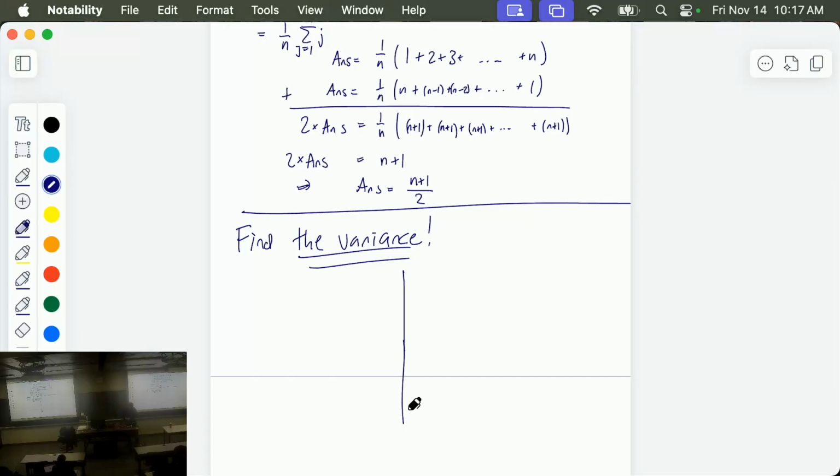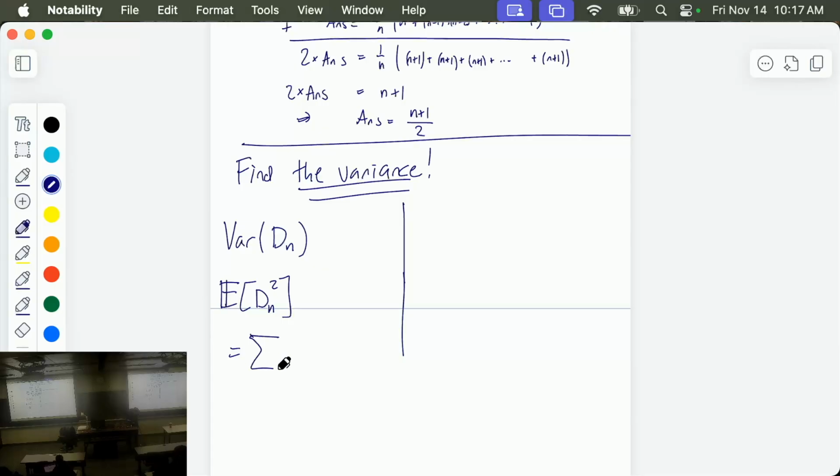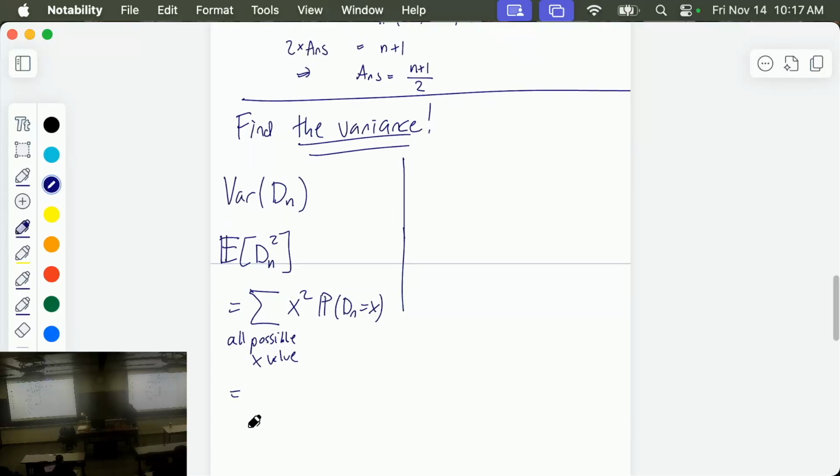On the left-hand side, you have to find the variance of the dn. And to find the variance of the dn, at some point you're going to need to find the expected value of dn squared. Again, using the formula of summing over all possible x values, this time you have to sum over x squared times the probability that dn equals x. And that will be the sum of the squares. So this will be 1 over n, 1 squared plus 2 squared plus 3 squared plus dot, dot, dot, all the way up to n squared.